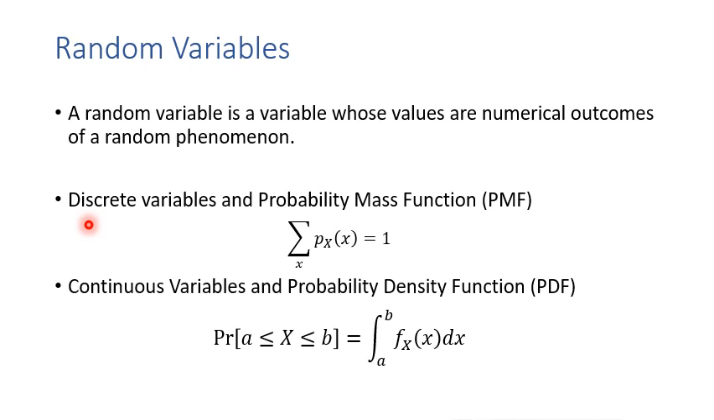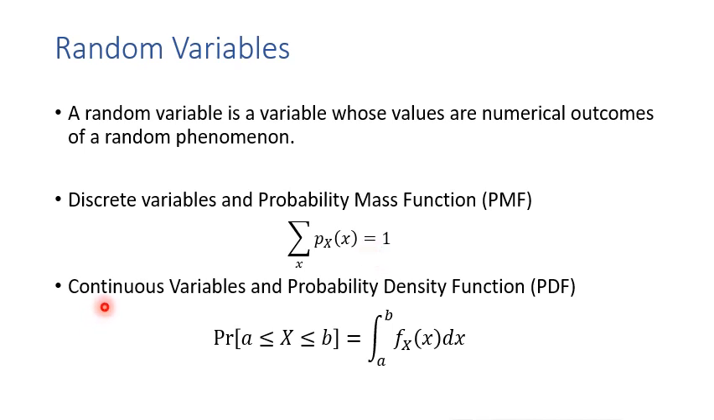There are two kinds of variables. First is the discrete variable. If the variable is discrete, the probability function of the discrete variable is called the probability mass function, PMF. For all the events in a sample space, if we sum the probability mass function of the random variable x, it will be equal to 1, because of the sample space. The sum of the PMF of the events in a sample space is equal to 1.